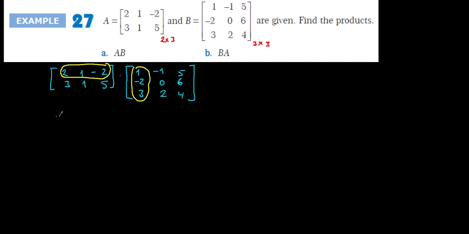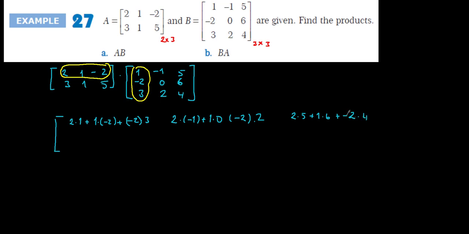Then it's going to be like this: 2 times 1, 1 times minus 2, minus 2 times 3, it has to be. Then this is first row, second column, and we are going to continue for all the rows and all the columns. 2 times minus 1, 1 times 0, minus 2 times 2. And the third one is coming: 2 times 5, 1 times 6 plus, and minus 2 times 4. Okay, we finished the first row.